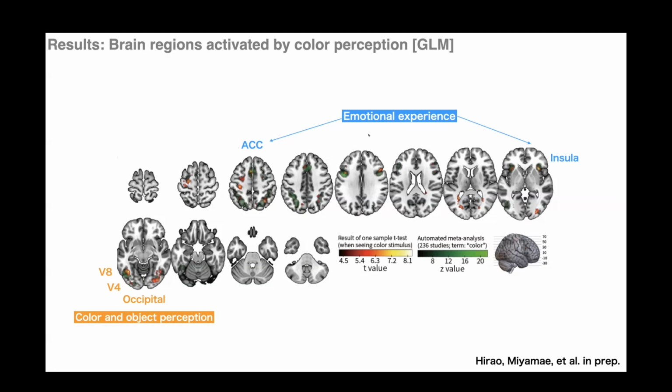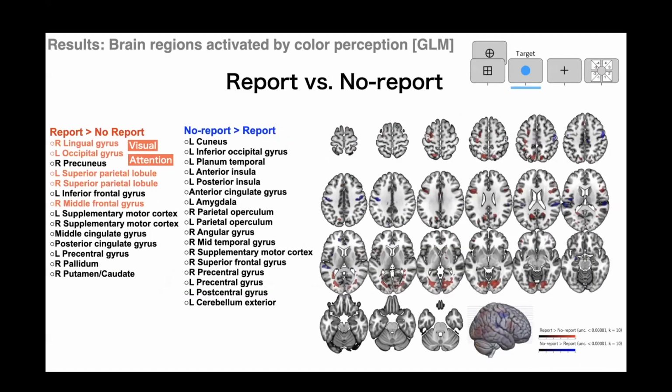Later, I'm going to show the representational similarity analysis result, and we are focusing on these regions as regions of interest. Okay. Before going to the RSA result, I will talk a little bit about the report and no report difference.